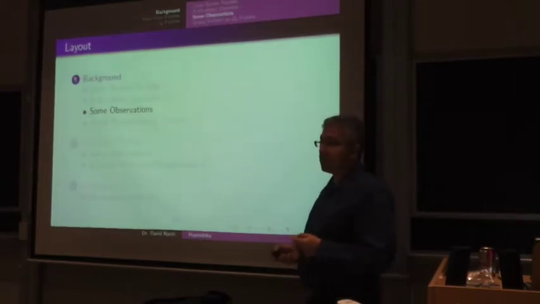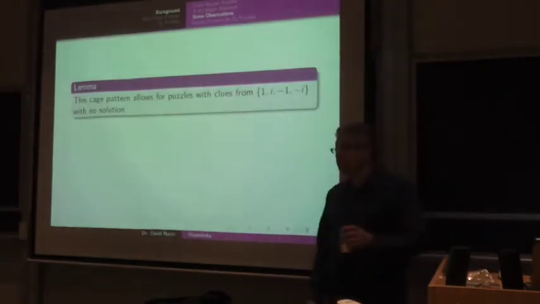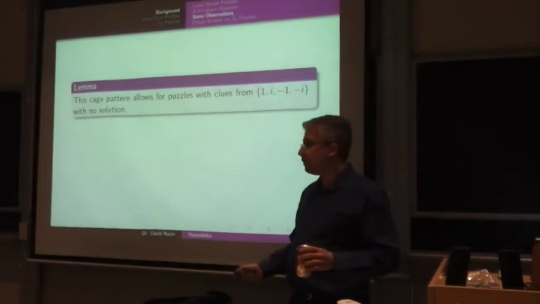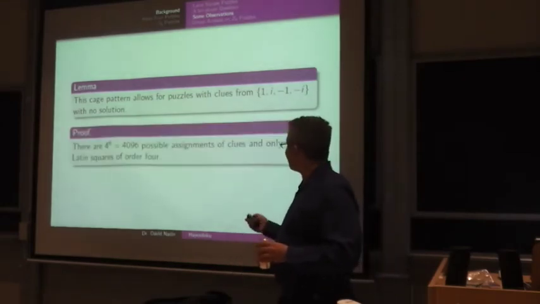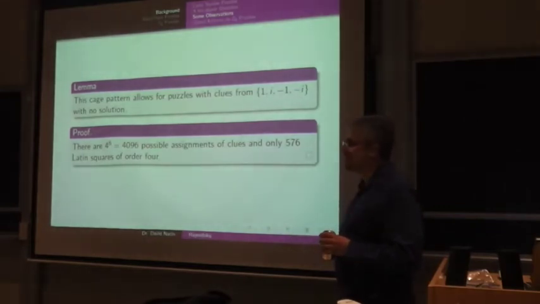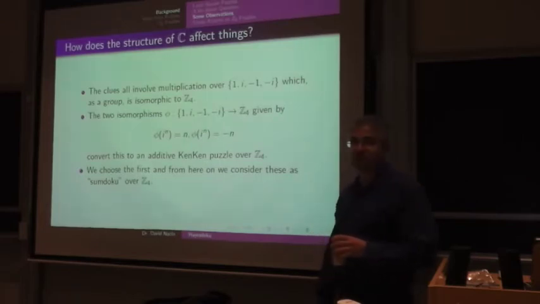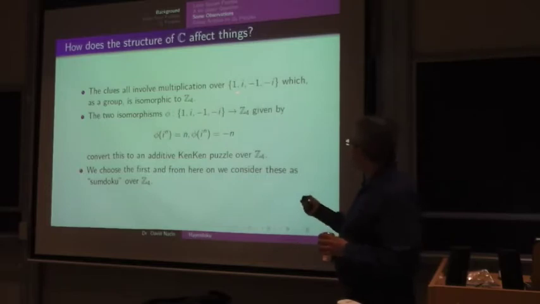So some immediate observations: there are definitely going to be some puzzles that have no solutions at all. And this is easy, it's just a size argument. There are 4,096 possible assignments of the clues and there are just not enough solutions to go around. So there's going to be some puzzles with no solutions. And now, for the structure of the complex numbers, I'm going to answer this question by removing the one thing that made this puzzle interesting to some of you, probably, which is that all the clues were multiplication, so this was just a cyclic group of order 4.